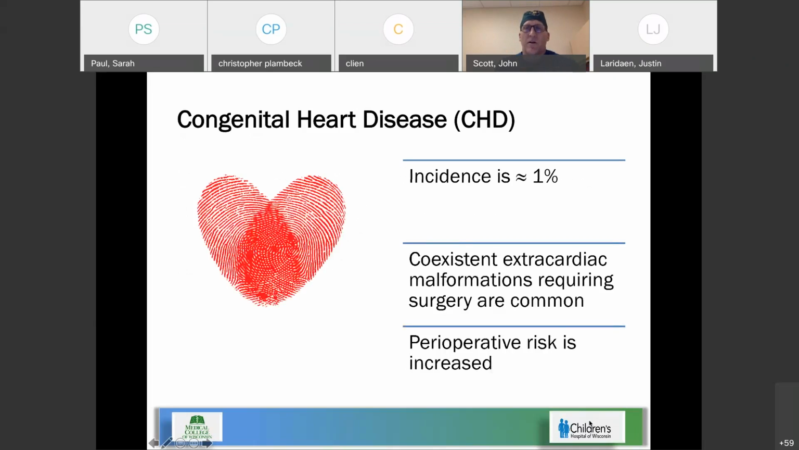So the incidence of congenital heart disease is about 1%. It's the most common congenital birth defect. The coexistence of extracardiac malformations is common, and many of these require surgery. And in this setting, the perioperative risk is increased.